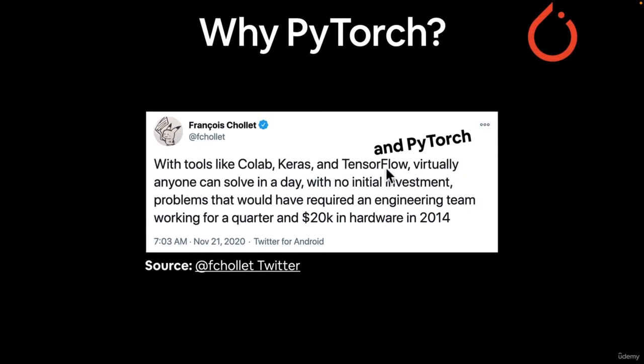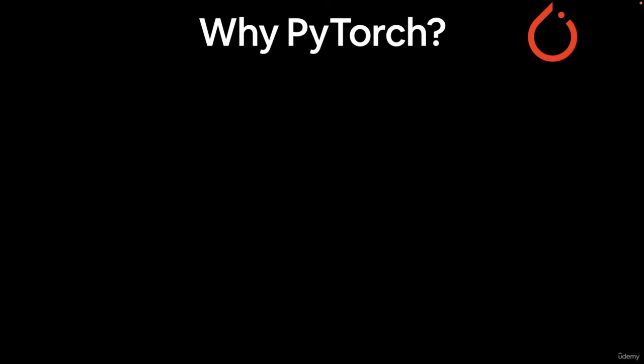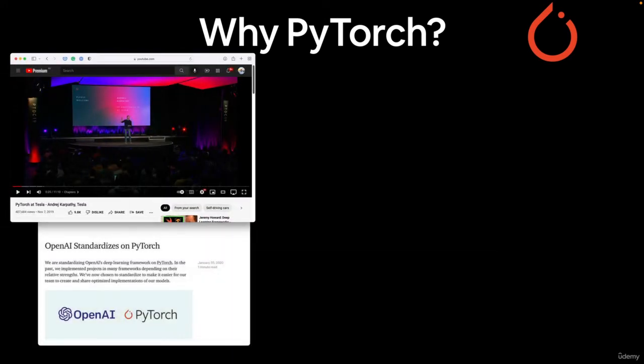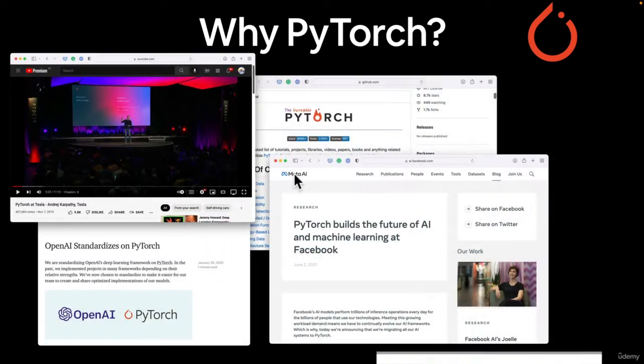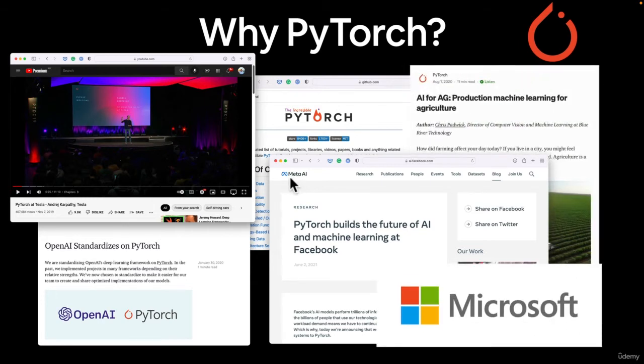Colab, Keras, and TensorFlow are all fantastic, and now PyTorch is added to this list. If you want to check that out, there's Francois Chollet on Twitter, a very, very prominent voice in the machine learning field. Why PyTorch? If you want some more reasons, well, have a look at this. Look at all the places that are using PyTorch. It's just coming up everywhere.